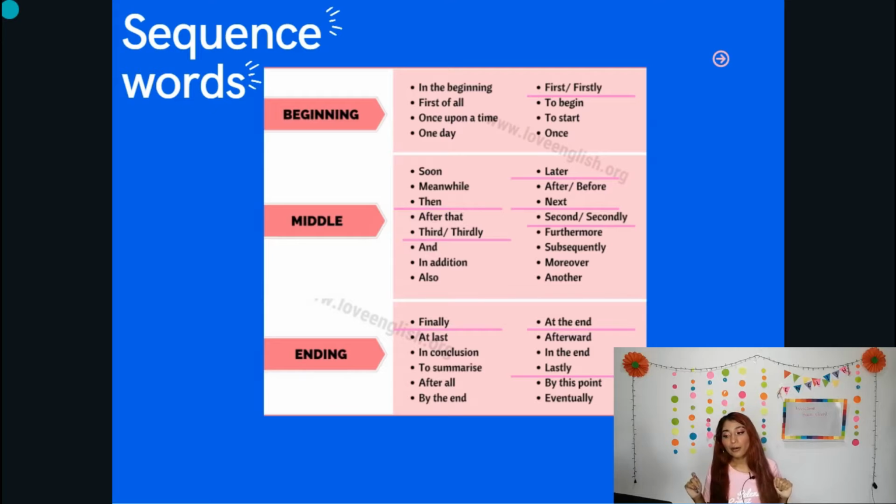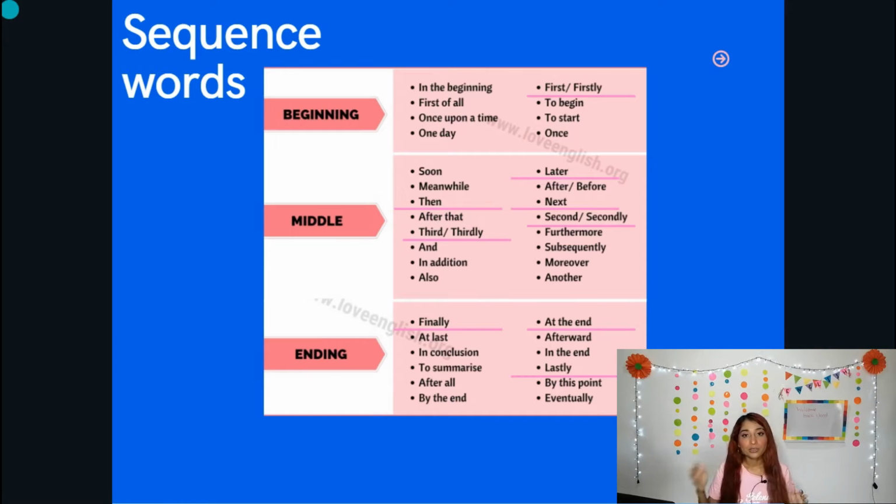So today we're going to review the sequence words. Remember that sequence words are used to put things in order if you want to tell a story, or if you want to cook something. Please pay attention, because we did some reviews and activities about this, but we need to keep practicing because it's going to help us for the exam.